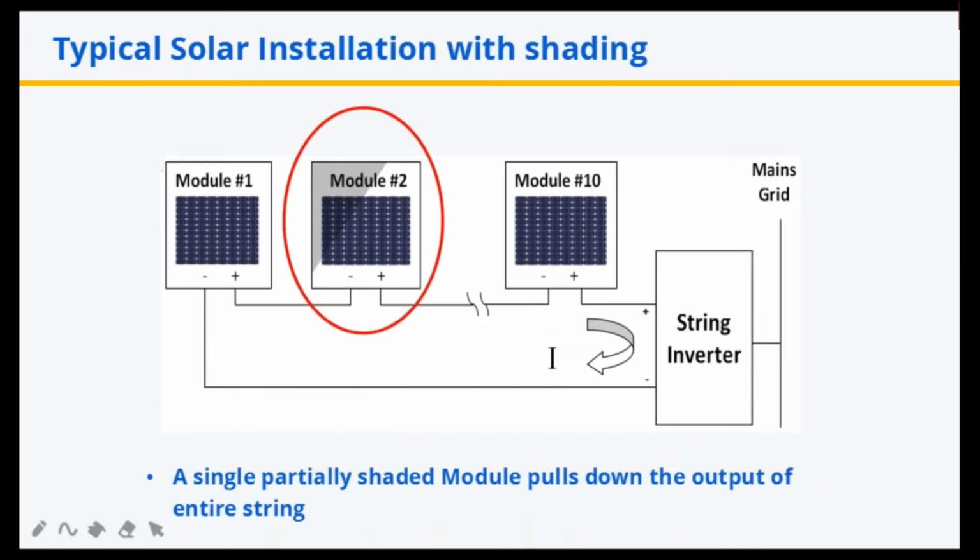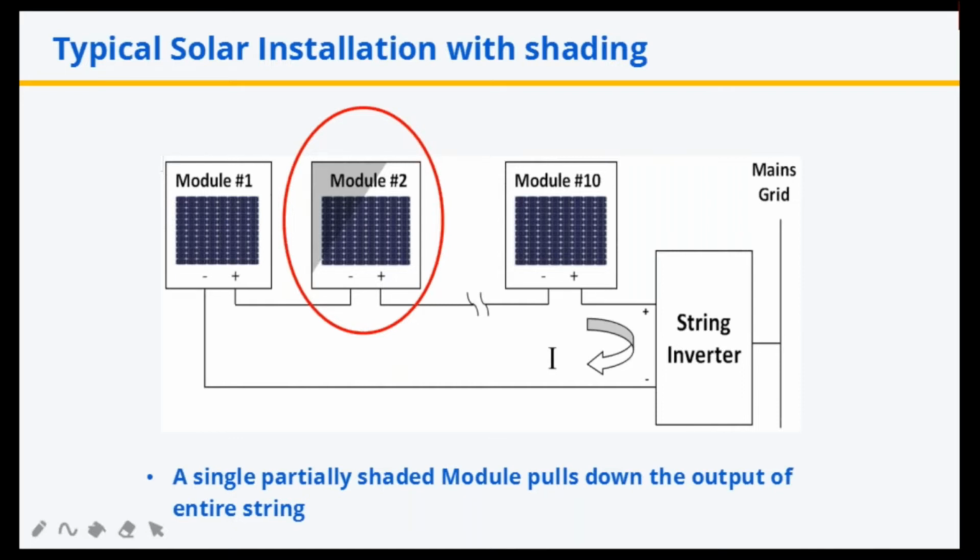Let us suppose the second module is partially shaded and generating less power than the other modules. But since we have connected all the modules in series, the same current still flows through the output of this module. It is quite possible that this current is much more than the current that this module can supply. What is going to happen now? Such a module that generates less power can pull down the output of the entire string. Let us find out how this happens.